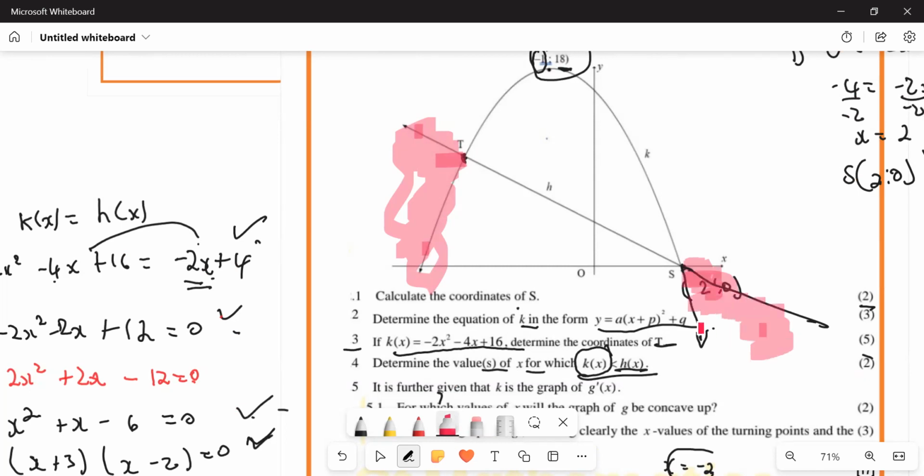K of x is below, h of x is above. What are the x values that are making this possible? We are going to check what x values make this possible. Starting from here, what is x here? We know x here is equal to -3.